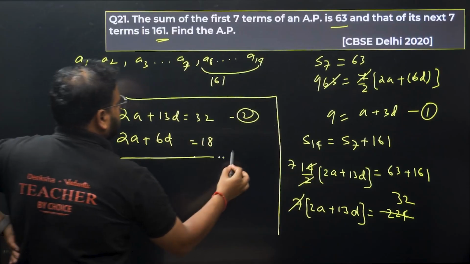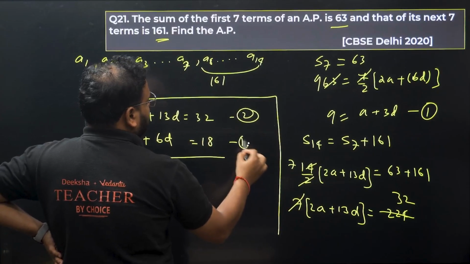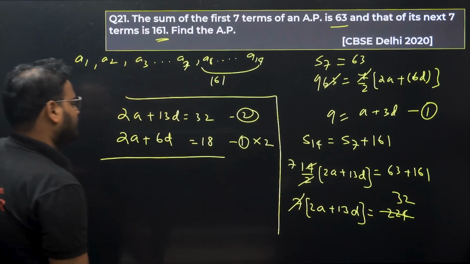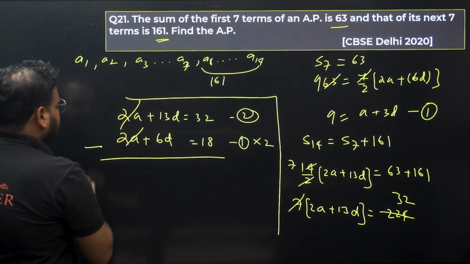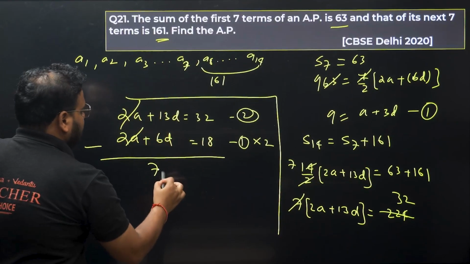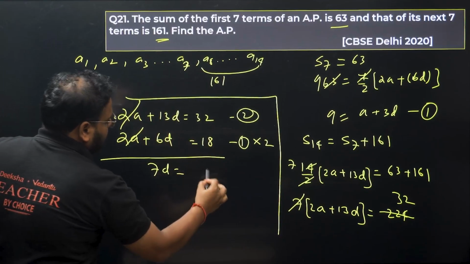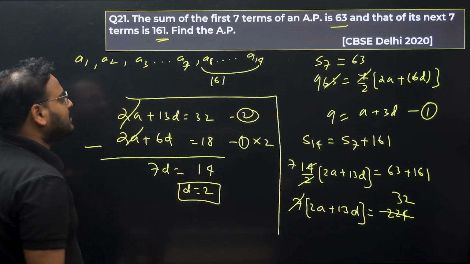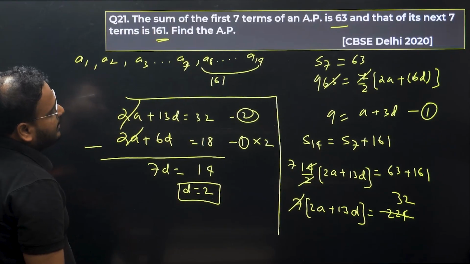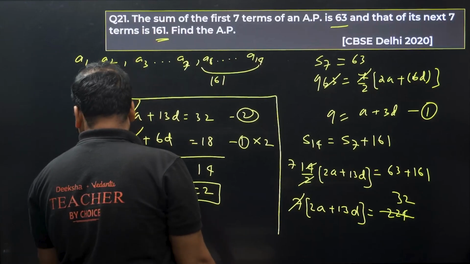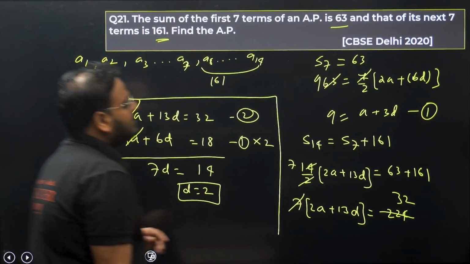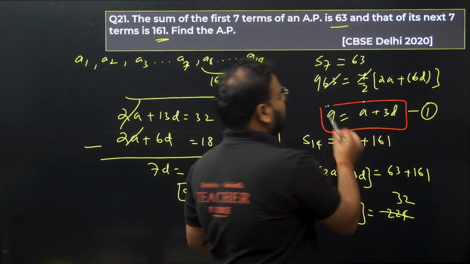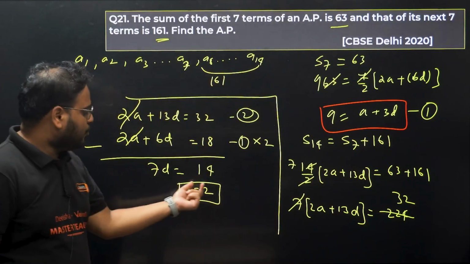Subtract now. So I've taken equation number 1 times 2. This will cancel if you subtract them. Over here you'll have 7D. Over here you'll have 14. I get the D value as 2. They're asking for the AP, right? You can use this condition. Your D value is what? Your D value is 2 over here.